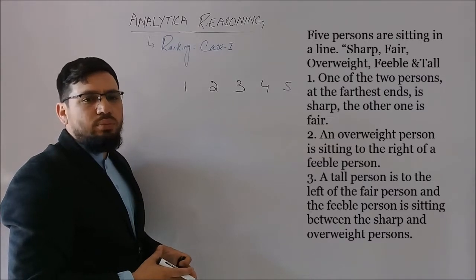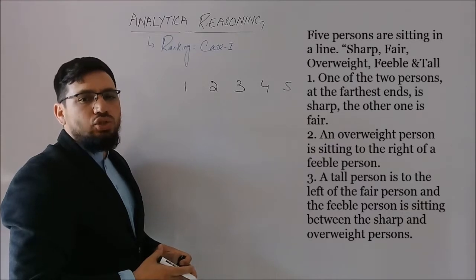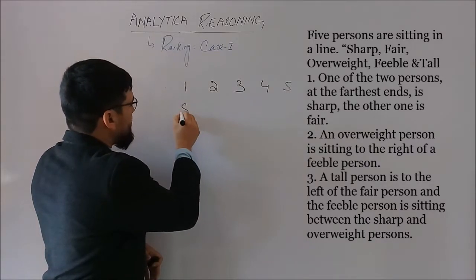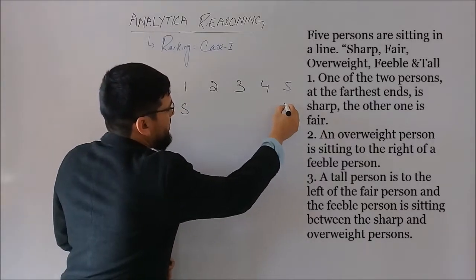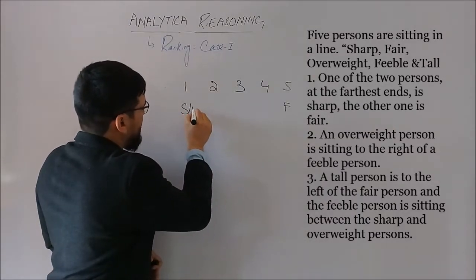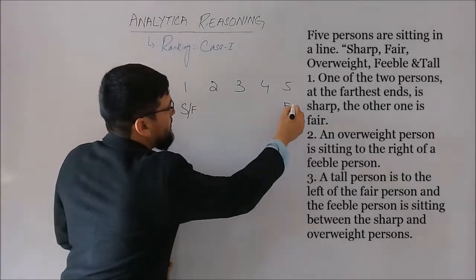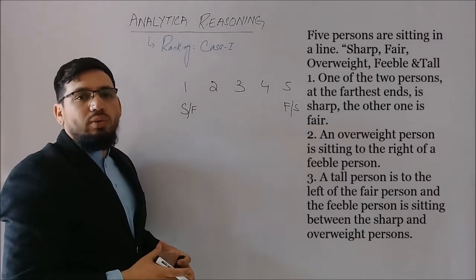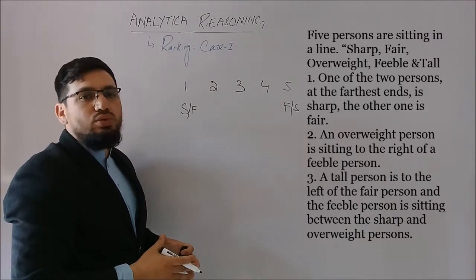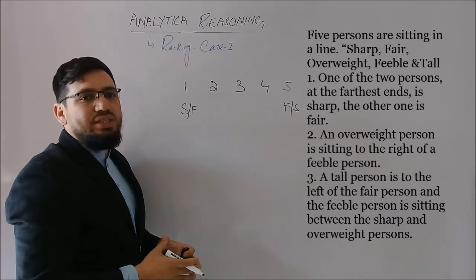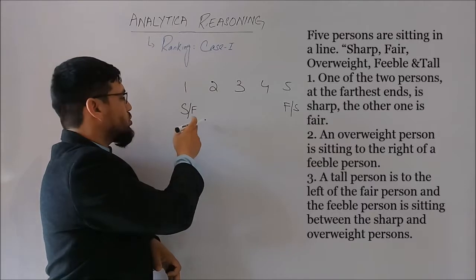Let's move to the first information given to us, that one person at the forest ends is sharp or fair. So in simple terms, if sharp is here, the fair must be at this end. And if fair is over here, then the sharp must be on the second end. But right now, we don't know the exact position of these two individuals. However, these two positions get consumed by those two individuals.